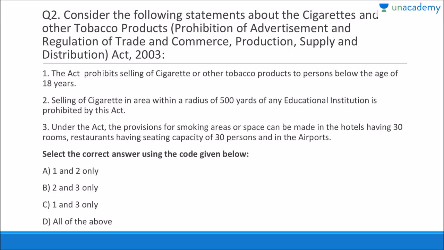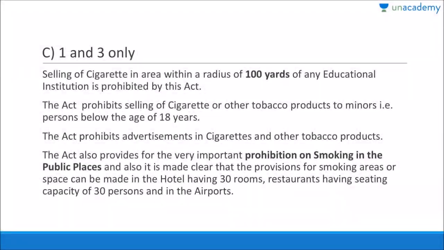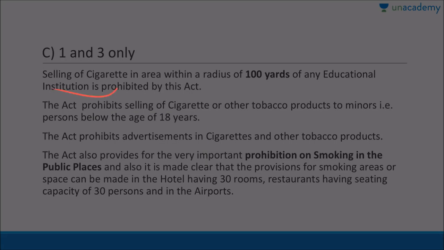Under the act, the provisions for smoking areas or space can be made in hotels having 30 rooms, restaurants having capacity of 30 persons and in the airport. So that is correct. So the answer is C, 1 and 3. So selling of cigarettes in areas within a radius of 100 yards is prohibited. And the first and third statements are absolutely correct.